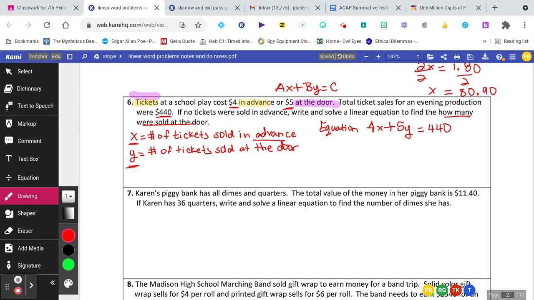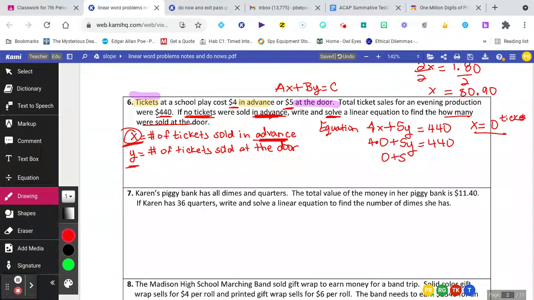All right, so now all I have to do is solve this if no tickets were sold in advance. So no tickets in advance. The advanced tickets were represented by X. So no tickets would be an X of 0 tickets. How do I know it's an X? Because it says no tickets were sold in advance. So advanced tickets again are X. So X has to be 0. So I'm going to do 4 times 0 plus 5y equals 440.